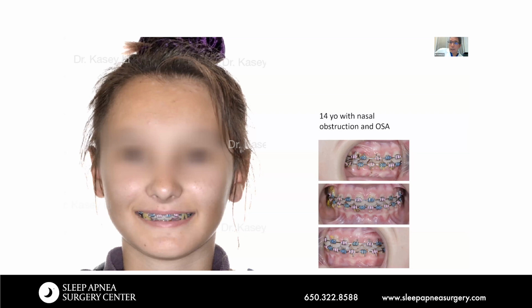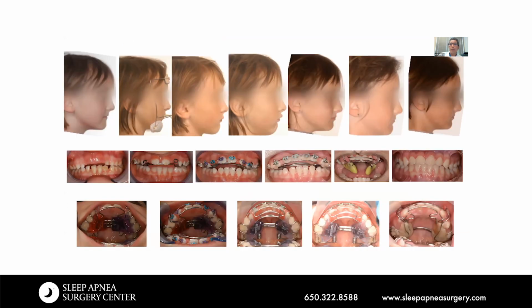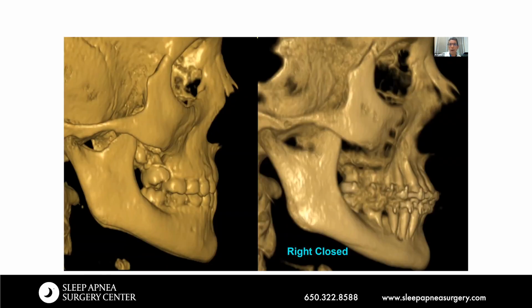There's a 14-year-old that I saw, who came to see me, has nasal obstruction and sleep apnea. She underwent 7 years of treatment with an appliance to try to grow her jaw. You could see that when she first started versus when I saw her, I don't think her jaw grew much of anything. All it's doing is basically pushing the teeth through the bone, thinning out the bony support.